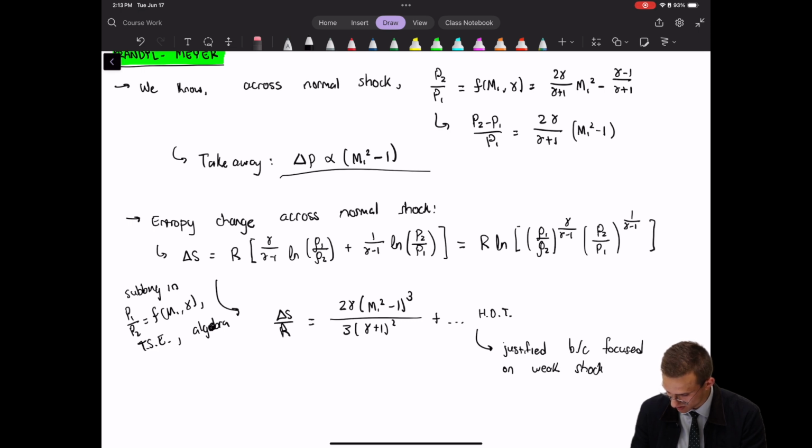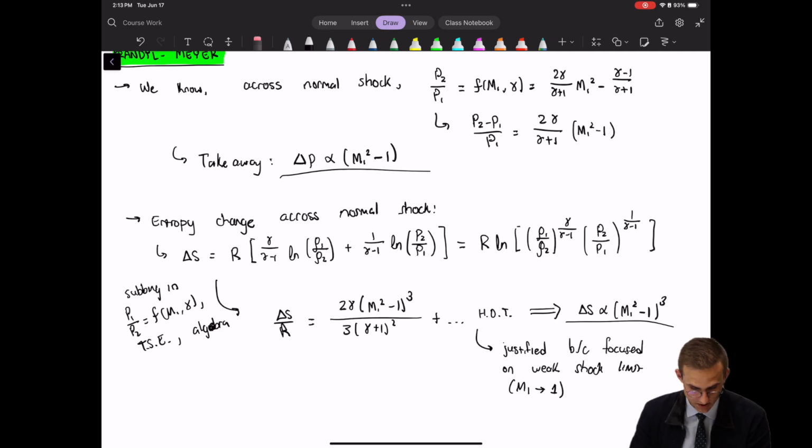Weak shock limit. That is where M1 is approaching 1. Okay, and so what this is telling us though is that the entropy change across the normal shock is proportional to M1 squared minus 1 to the third power. Okay, so that's the takeaway from looking at the entropy change across the shock.